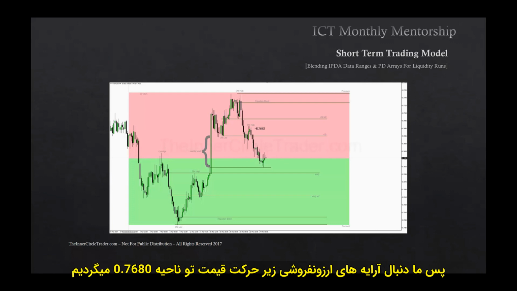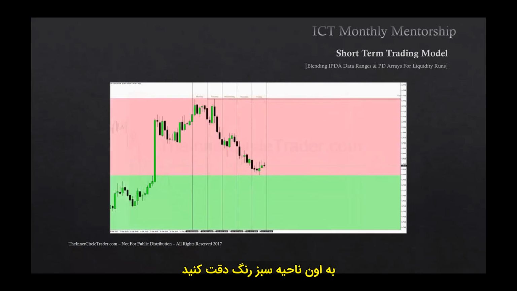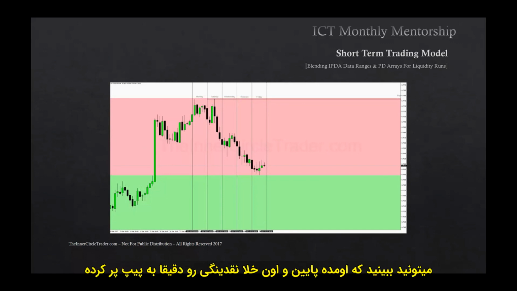So we will be looking for discount PD arrays below market action. At 76.80, we were in the premium range. The void closes and takes us into the discount range. Notice that in the shaded green area. If we further refine this into the days of the week on a 4-hour chart, you can see how this clearly came down and closed in the liquidity void right to the pip.